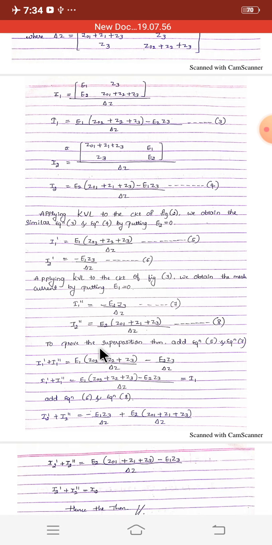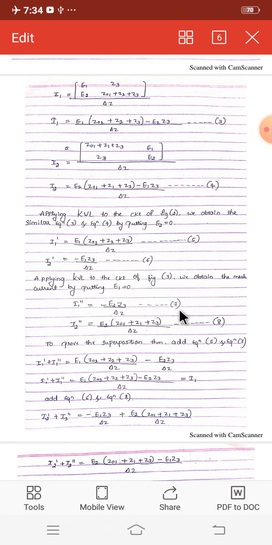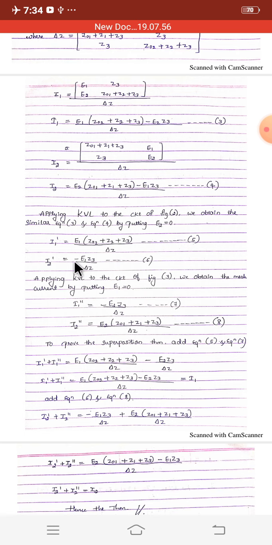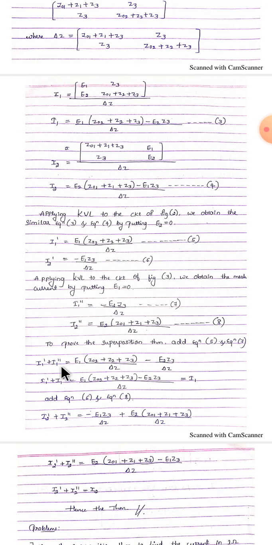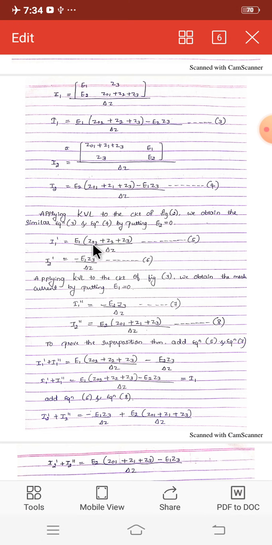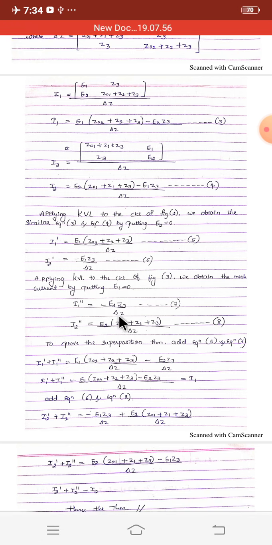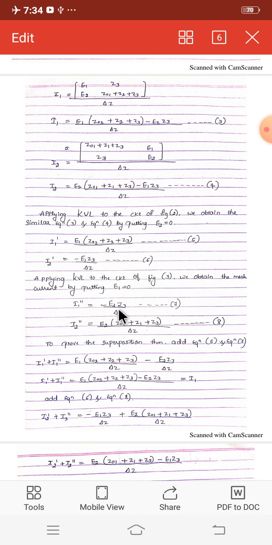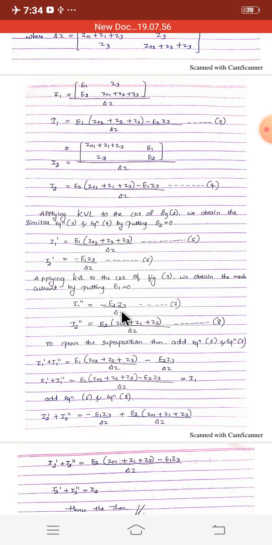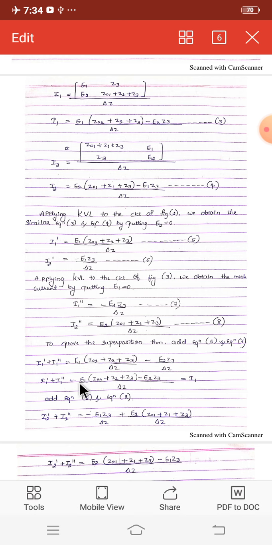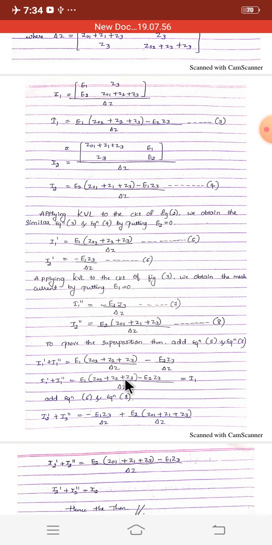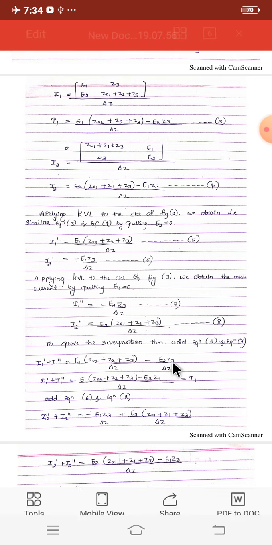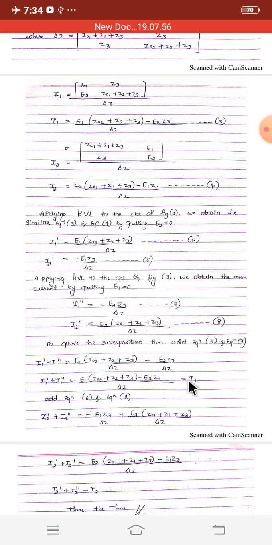Now, to prove the superposition theorem, add equation 5 and equation 7. This is I1 dash, this is I1 double dash. So E1 (Z02 plus Z2 plus Z3) divided by delta Z minus, here plus into minus is minus, E2 Z3 divided by delta Z. That means E1 (Z02 plus Z2 plus Z3) minus E2 Z3 divided by delta Z, which equals I1. So I1 is nothing but I1 dash plus I1 double dash.